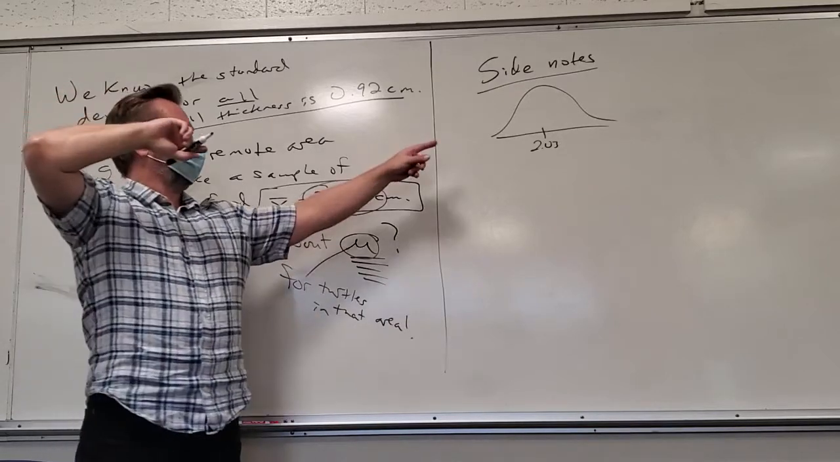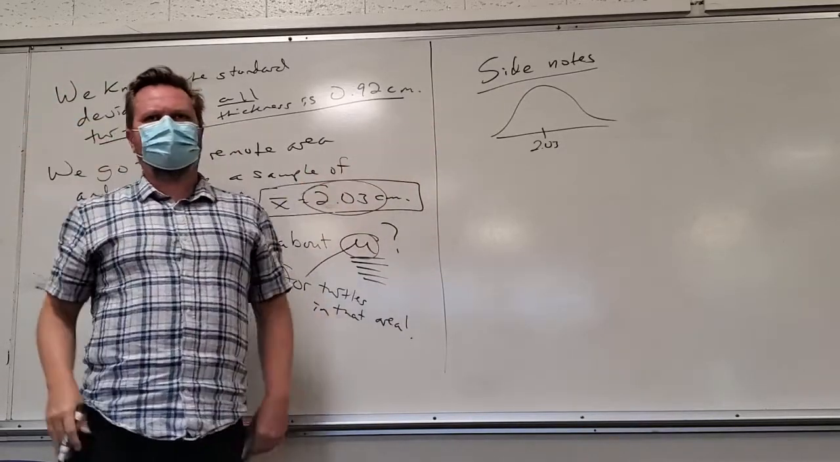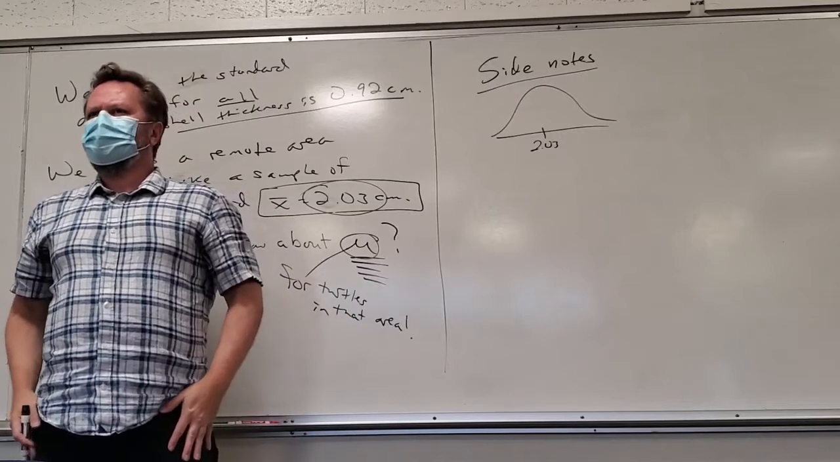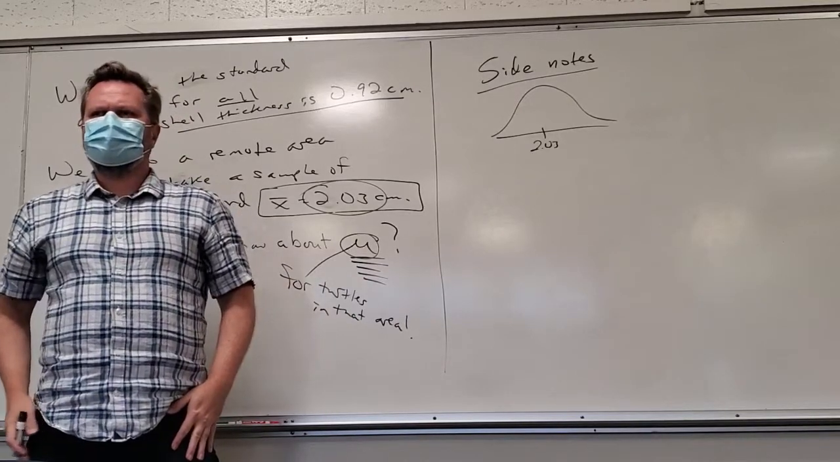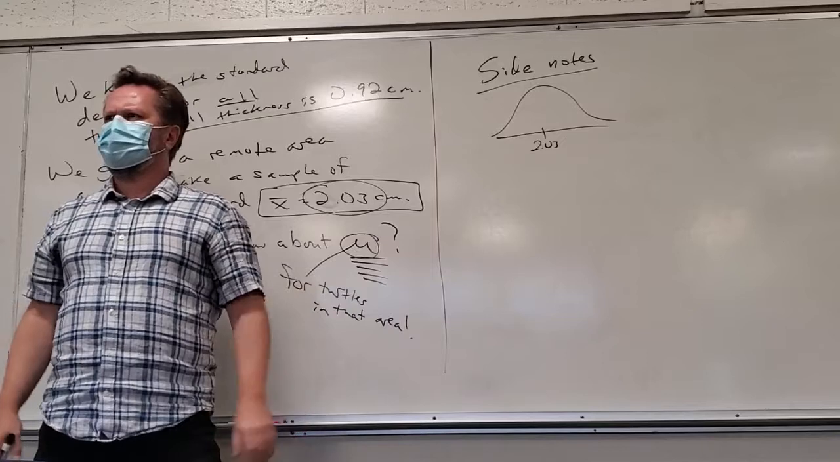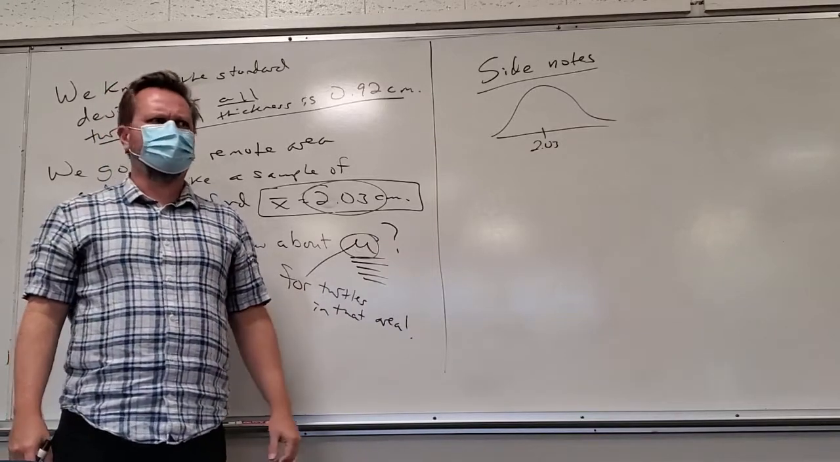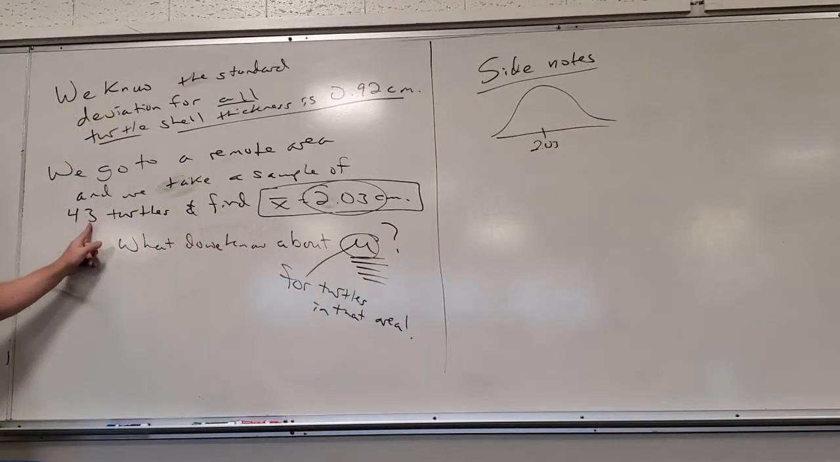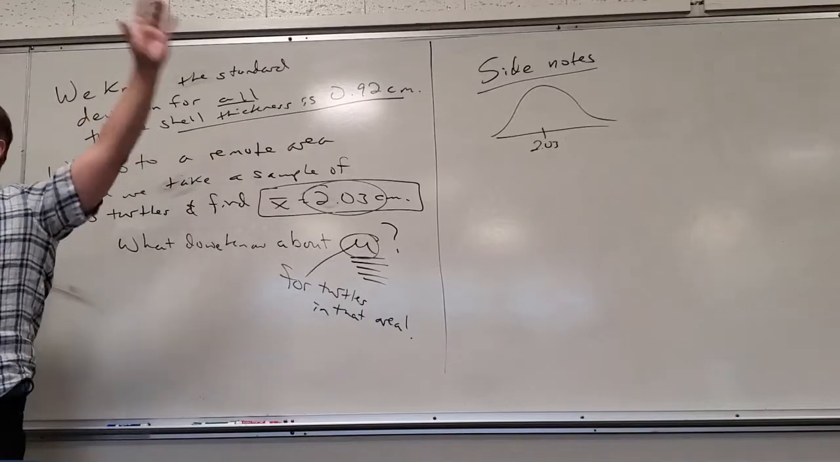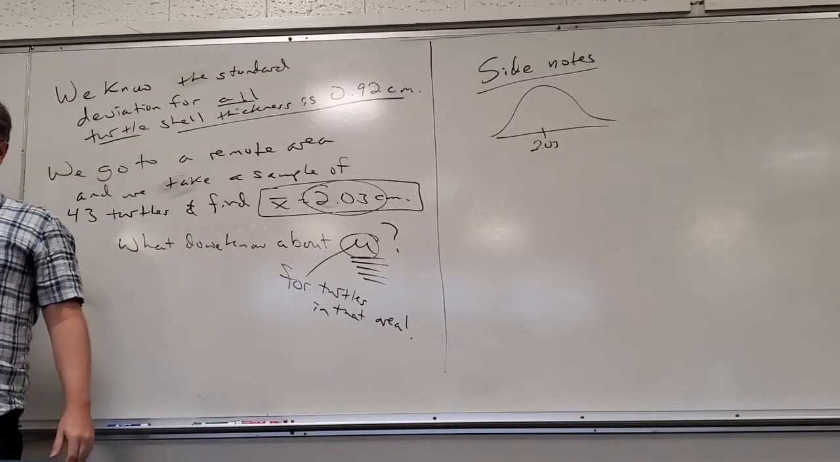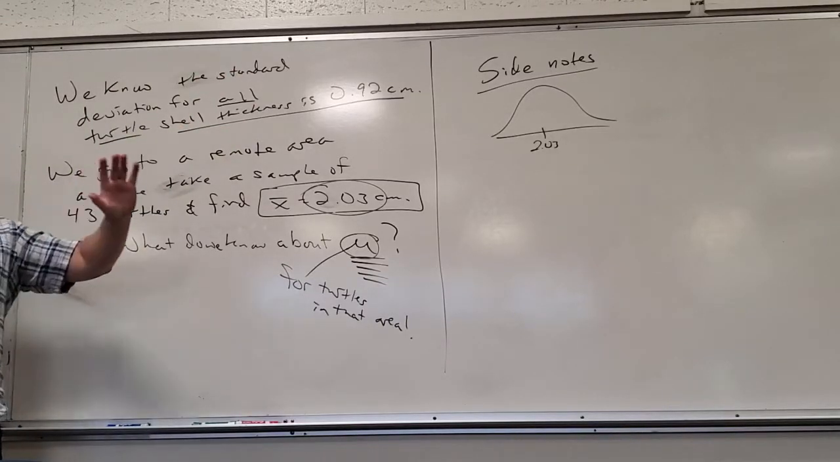How do I, and by the way, I've drawn a normal curve. Why did I do that? How could I do that? Do we know that the turtle shell thickness is normally distributed? It's over 30, so it's close enough. Yeah, so this is a picture of all the groups of size 43. Right, n's greater than 30. You know it's normal enough.